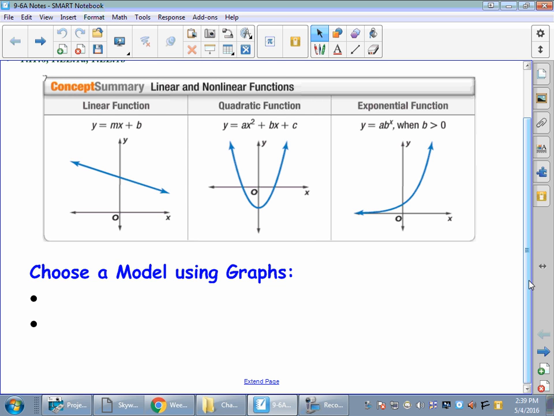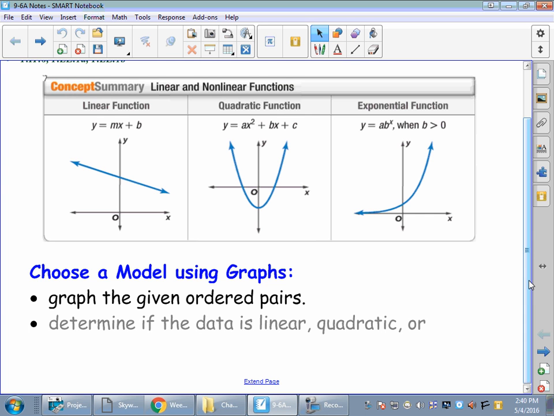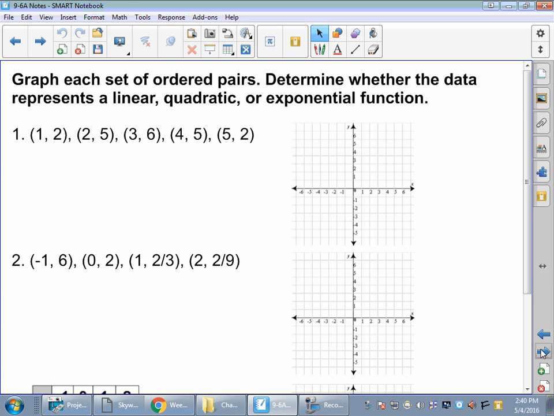And so to choose a model, one of the ways that you can choose a model is by using a graph. You graph the given ordered pairs, and then looking at the graph, you decide, is it linear, quadratic, or exponential? So this is one of the ways that you can look at all the data that was collected, plot the points, and just look at it, give a quick little visual. So let's go ahead and try that with these three. So we're going to graph these ordered pairs, and then we're going to decide whether the data represents a linear, a quadratic, or an exponential function.